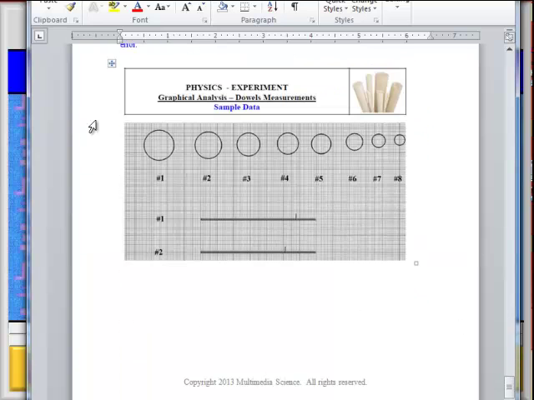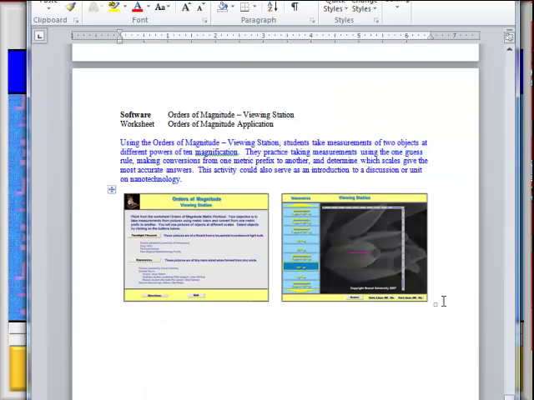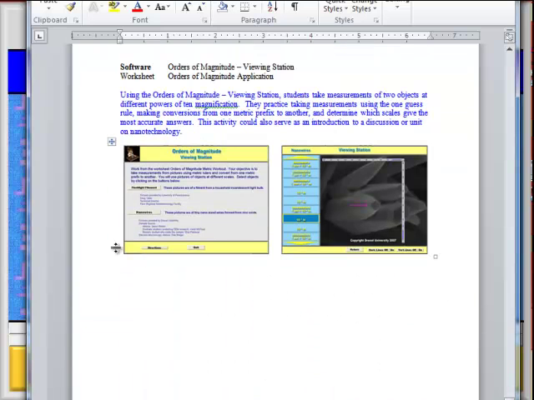Here's the printout for the Dowel lab, so students can take their measurements without having the actual dowels. Here is the software that goes along with the orders of magnitude, and this shows you the ruler and the materials that they're going to be taking measurements of.